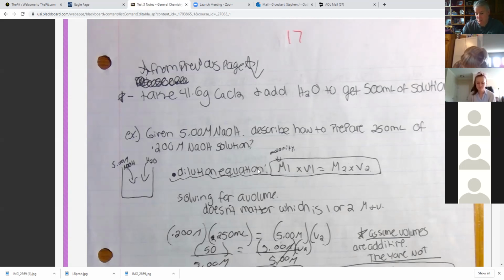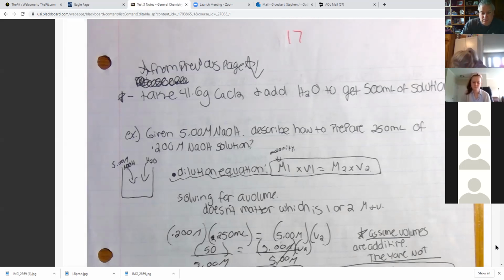The dilution equation essentially says the molarity of one solution times the volume of that solution is equal to the molarity of the new solution times the volume of the new solution. This assumes what's happening is dilution. In dilution, you're only adding additional solvent, typically water.